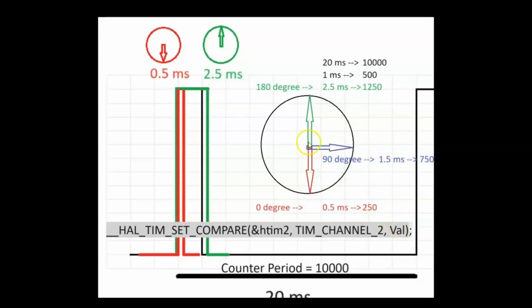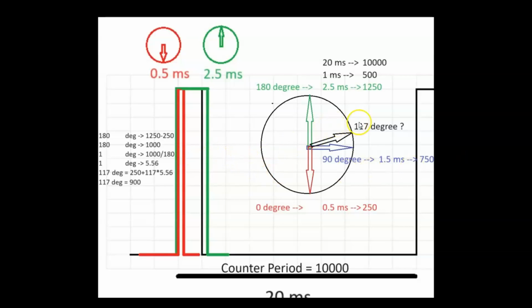Now suppose we have a degree like 117 degree somewhere here, how to get it? So the way is here, 117 degrees here. So 180 degree is 1250. We have to subtract this one, that is 1000. So 1 degree, divided by 180, we get 5.56. So for 117 degree, we need to add this number to 117 multiplied by this. We get 900. Now we open the CubeIDE and do the programming.